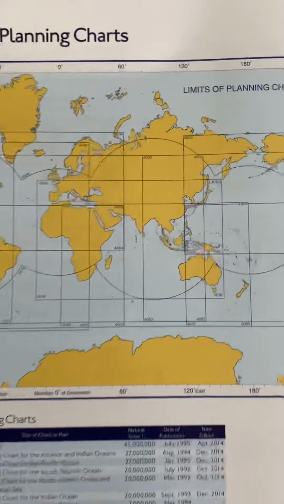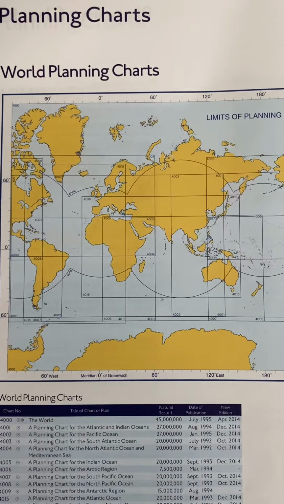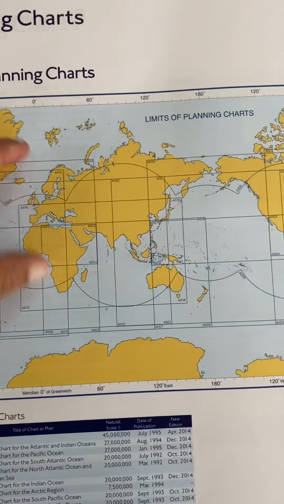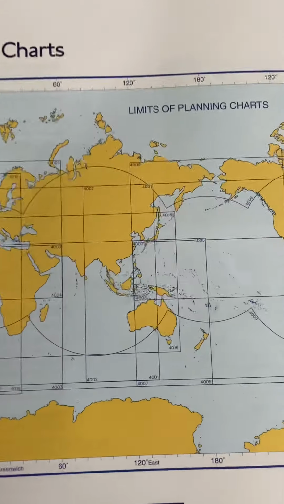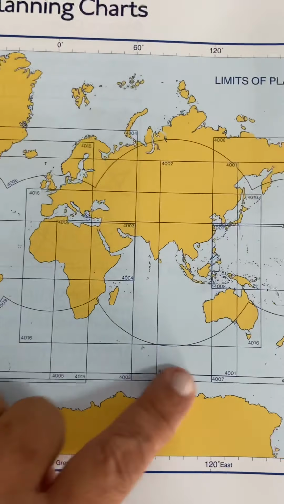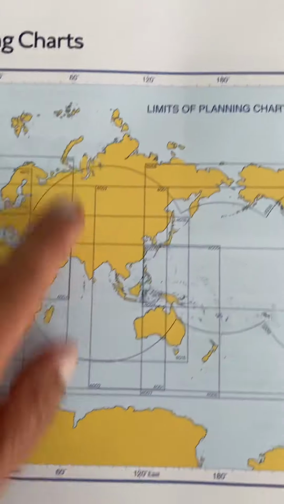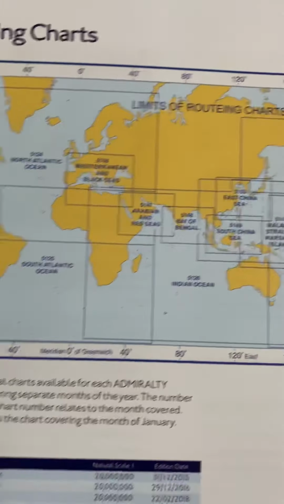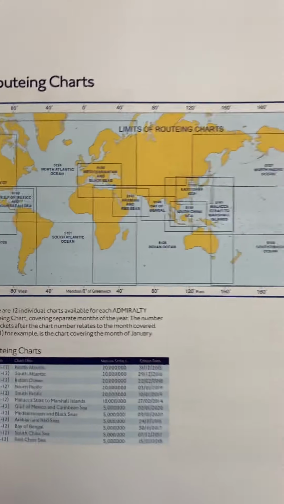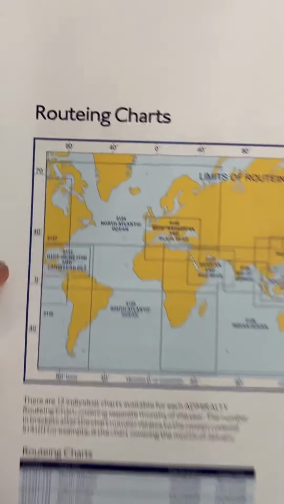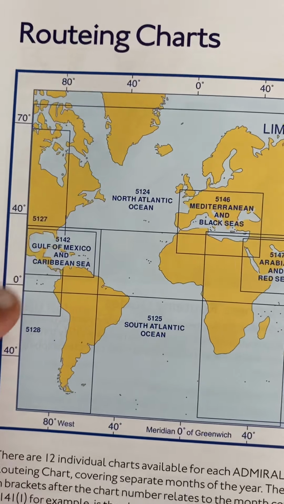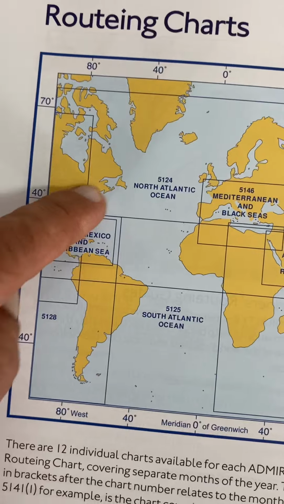So this is a brief description of the world planning chart, as you can see here, and this is the limit, and this is the number of the charts. You can see the number of the charts for each coverage. The routing chart also has coverage. So these are the numbers of the charts you need to have.